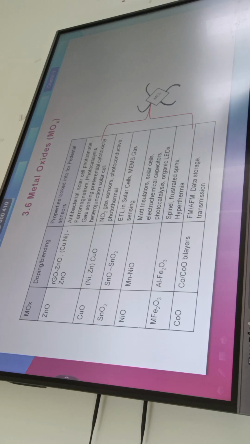So for the metal oxides, by doping or blending with the metal oxide, it shows the properties looked into. That means we can do the coating of metal oxide on the pedestal design, which can be used in antibacterial or solar cell applications, which I just showed. And by doping we can alter the properties, which can show better performance.